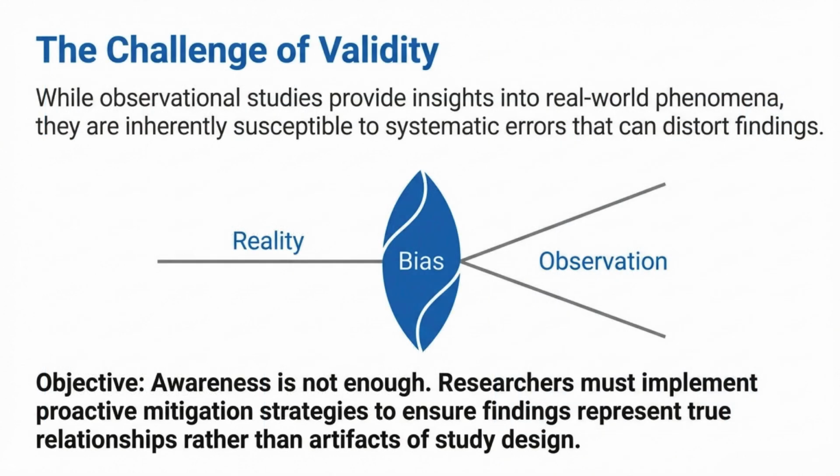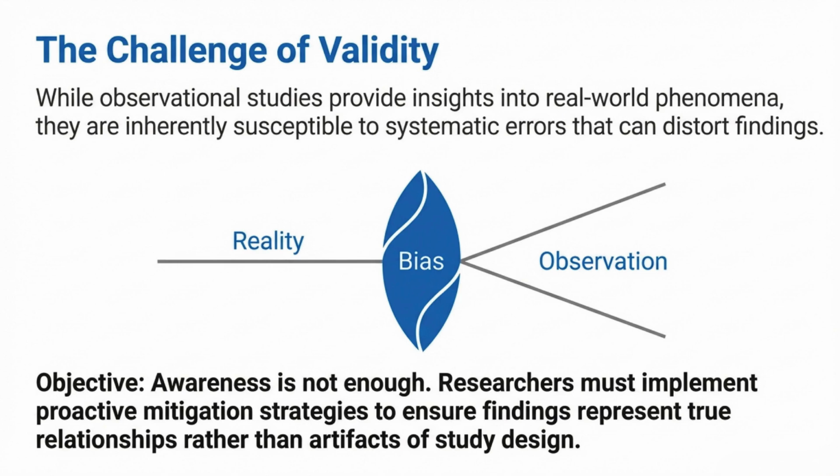This brings us to the core conflict, the challenge of validity. While these studies offer incredible insights, they are inherently susceptible to systematic errors. Look at the graphic on the screen. You have reality on the left and your observation on the right. In the middle is the lens of bias. If that lens is distorted, your observation will not match reality. You might find a drug is effective when it isn't, or dangerous when it's safe.